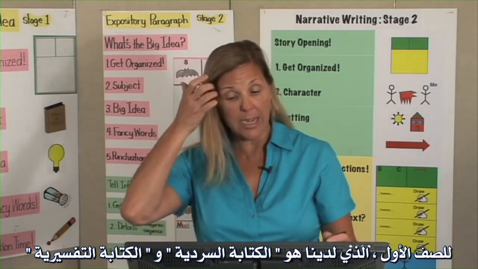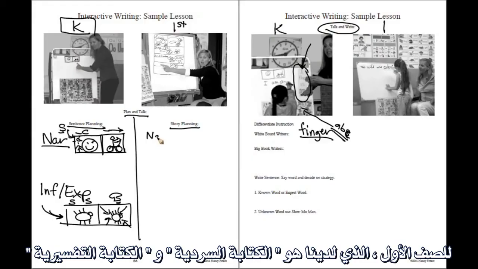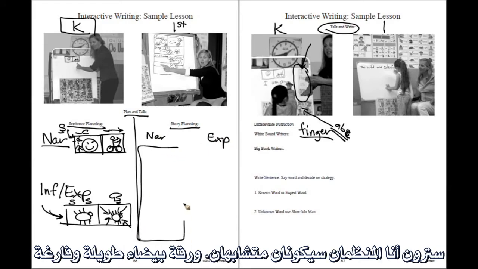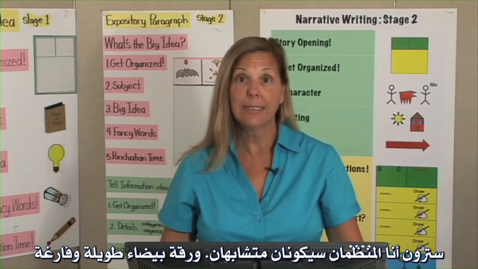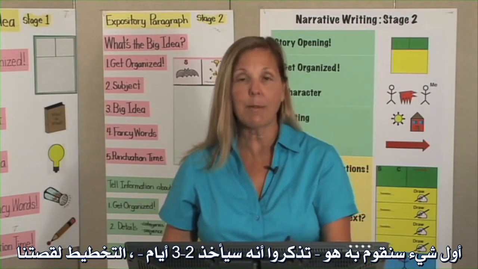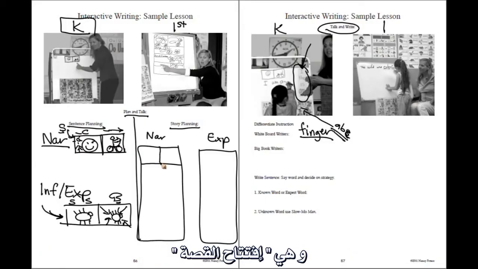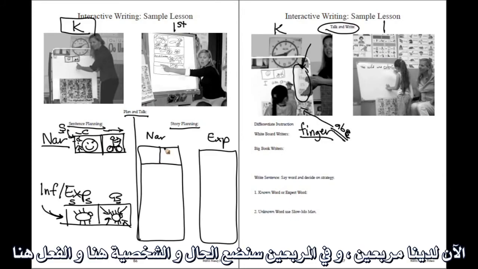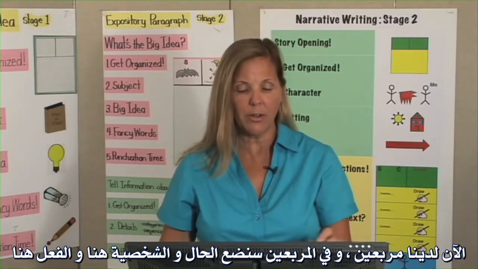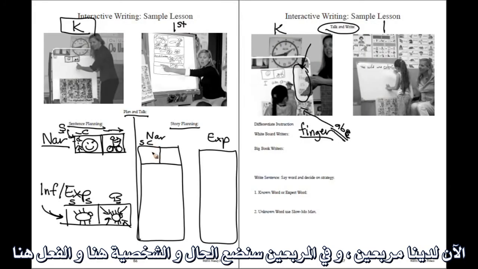In first grade, what we have is, if it's narrative writing and expository writing, you're going to see the organizer will look exactly the same way. A long strip of paper that's blank. First thing we're going to do is, remember this will take 2 to 3 days, plan out our story, which is story opening. Now we have our 2 boxes. In the 2 boxes, what are we going to do? We're going to have the setting here and the character here, and then the action.